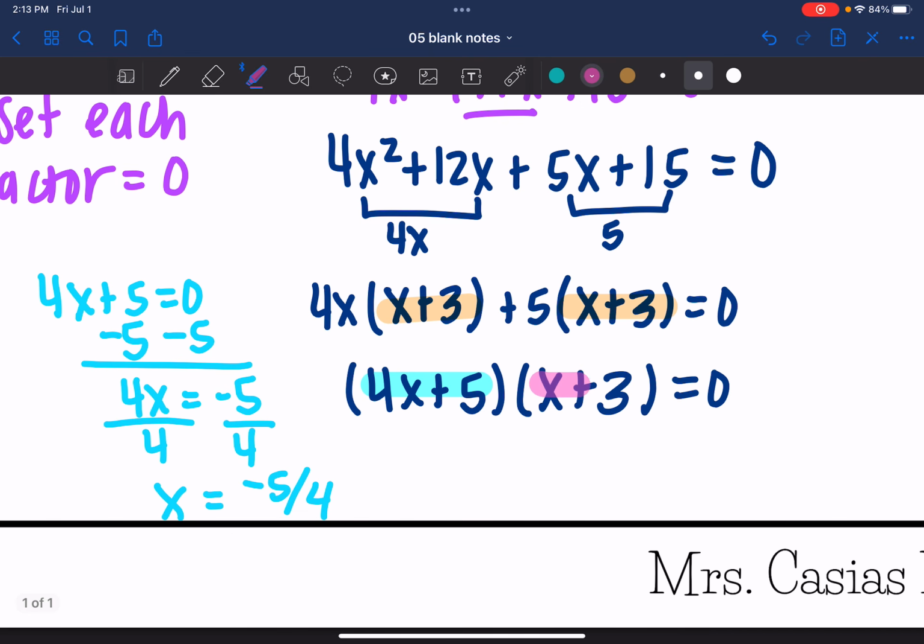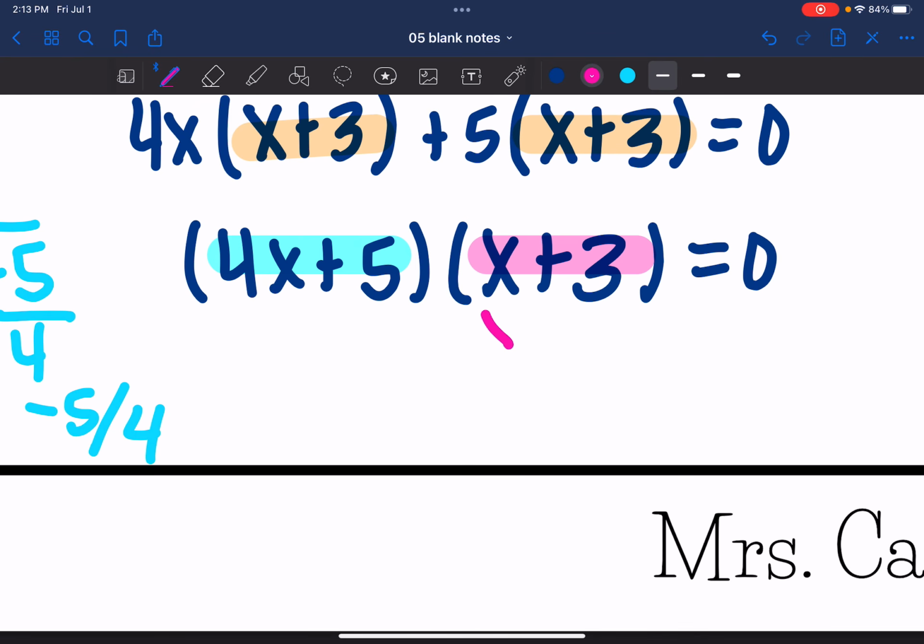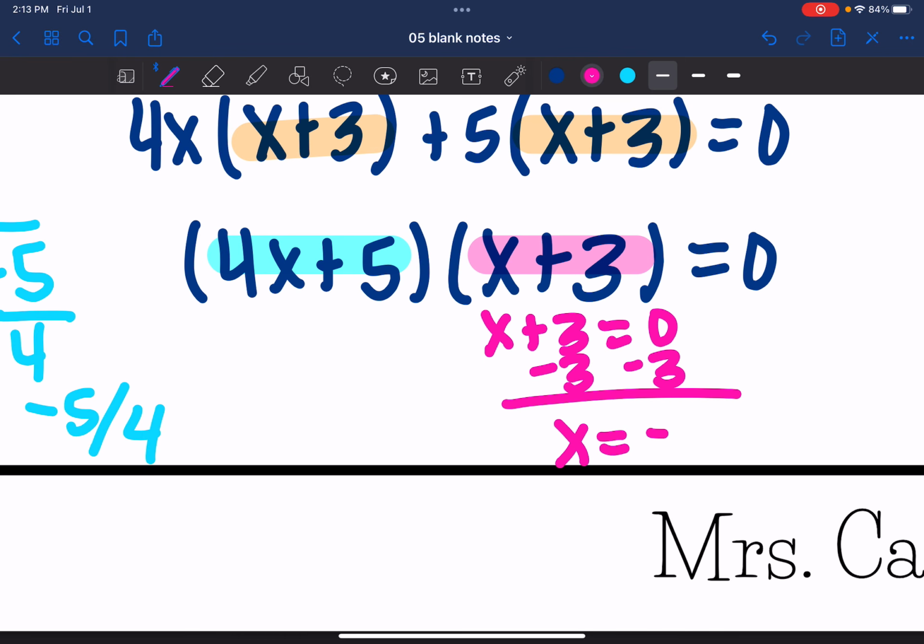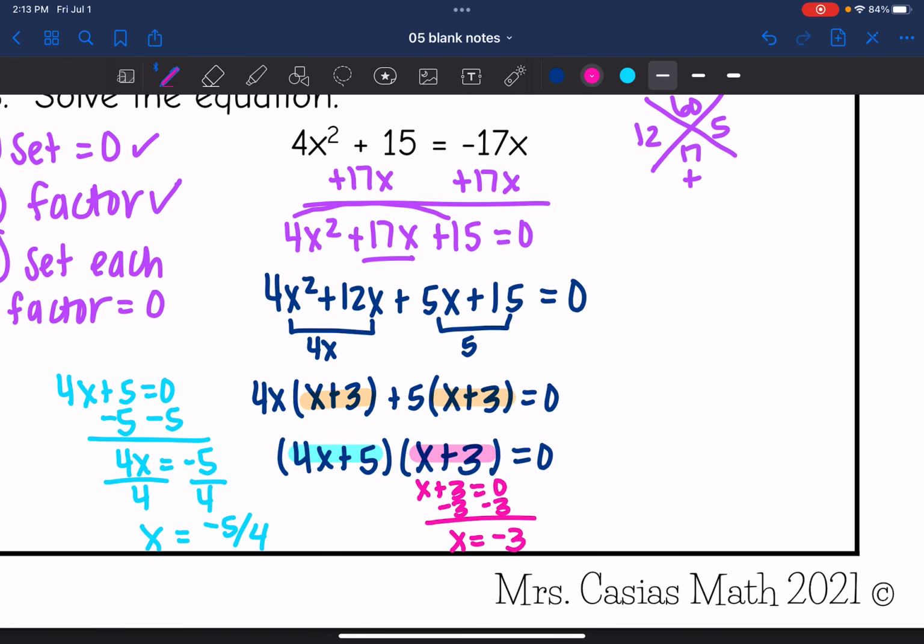And then the second factor was x plus 3. So if I set x plus 3 equal to 0, all I do is subtract 3, and I get that x equals -3. So I have my two solutions, -5/4 and -3. So my answer is x equals -3 and -5/4.